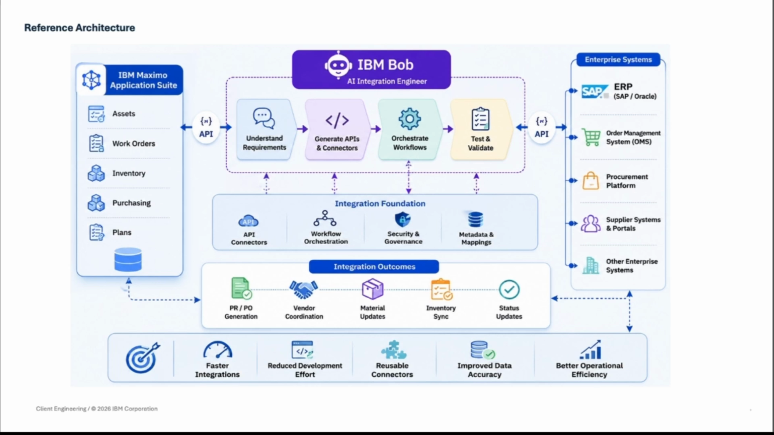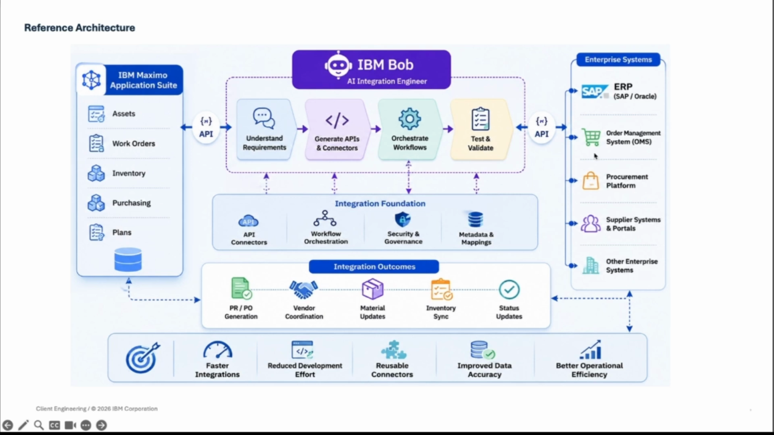OMS then processes those requests, obtains the required materials from the vendor or supplier, and sends the relevant updates back to Maximo. As part of this process, purchase requisitions, PRs, and purchase orders, POs, are created. Vendor coordination takes place, materials are procured, and inventory replenishment is completed through OMS. This is how we achieve the complete end-to-end integration using Bob.